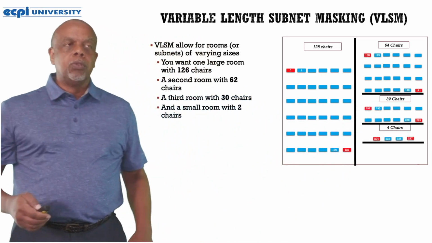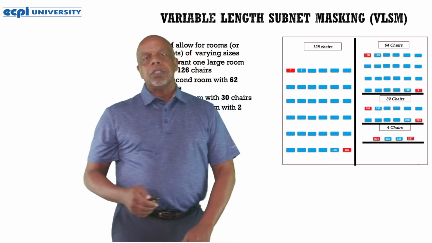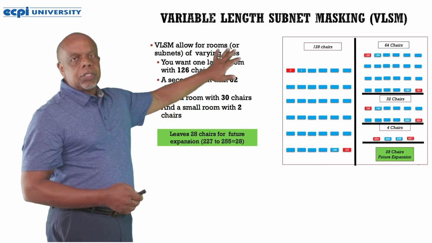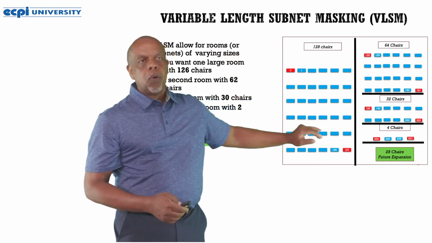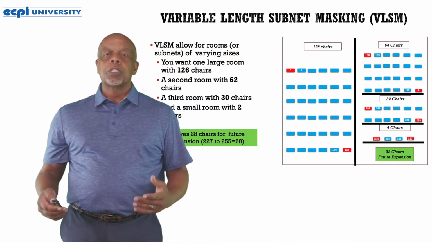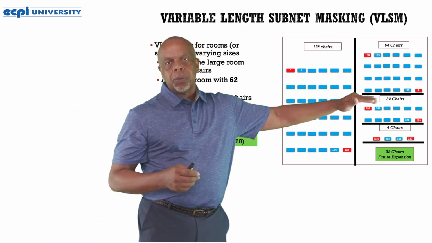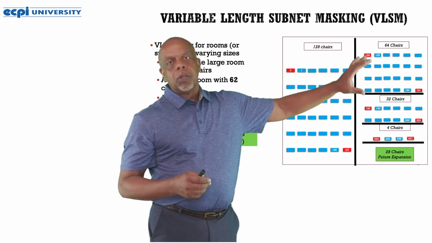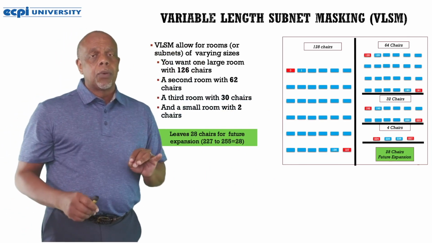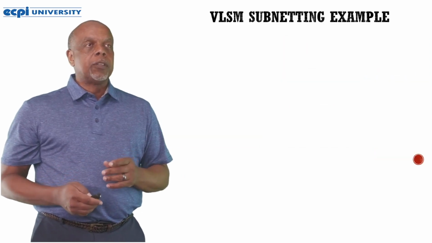Let's say I wanted my last room to have two chairs. I can even break it all the way down to that, where we've got 4 chairs with 2 usable. And if I do the math and add all these together, 128, 64, 32, and 4, you see that leaves me 28 chairs available for future expansion. Instead of having to divide everything equally like we did last week, now we're going to divide with variable length subnet masks. So this is what we're going to do in week 2. We're going to take our network and do some resubnetting to do variable length subnet masking.